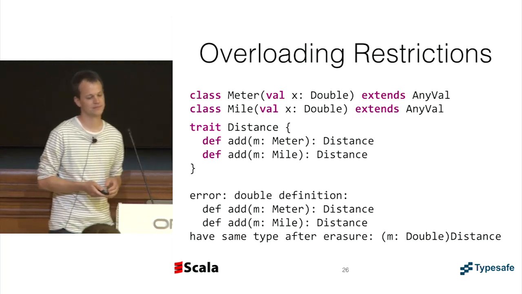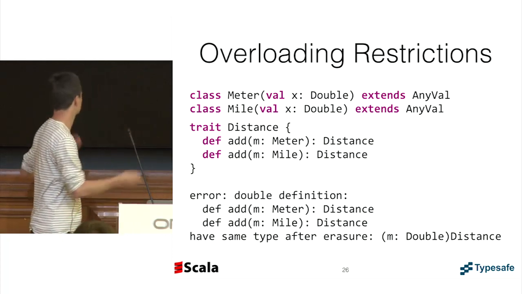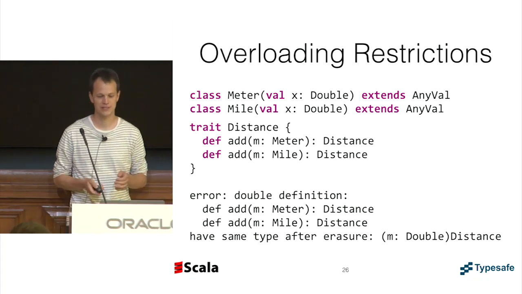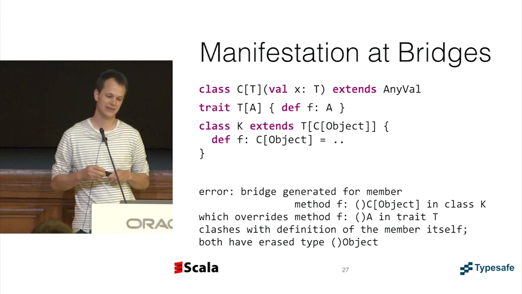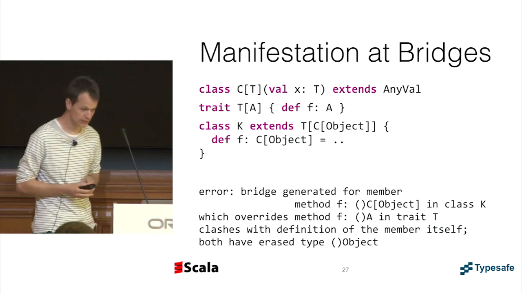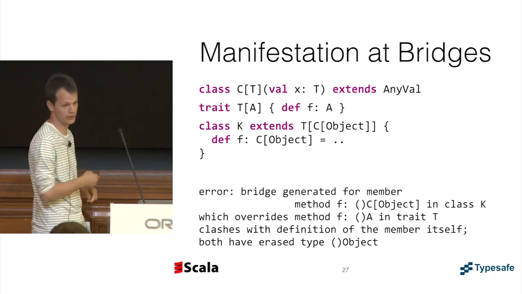But in many cases, you can work around it quite easily. You just have to choose different names for the methods, maybe. But there are a few situations where there's this situation with bridge methods, which is quite unfortunate, where we cannot do much, actually. So in this example, we have a value class C, where the underlying type erases to object.